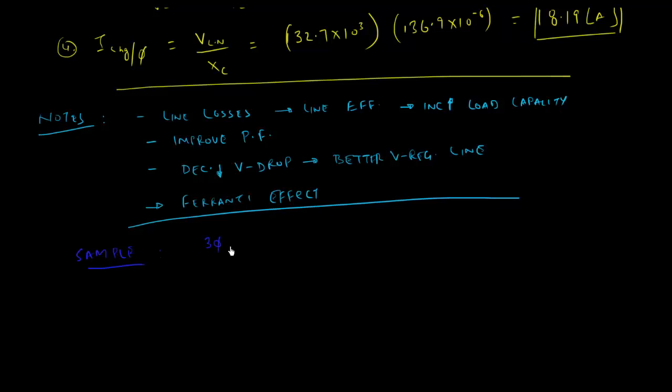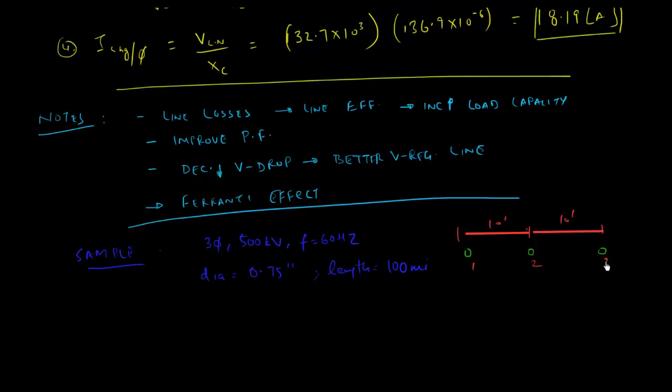So let's say you have another three-phase line. This time it's a 500 kV line, and the frequency is once again 60 Hertz. Let's say the diameter of the conductors is 0.75 inches, and you have the length of the line this time being 100 miles, so it is a medium length line. Let's do the configuration. Let me just draw the conductors. So you have conductor 1, 2 and 3, and let's say the distance between each of them is just 10 feet this time.